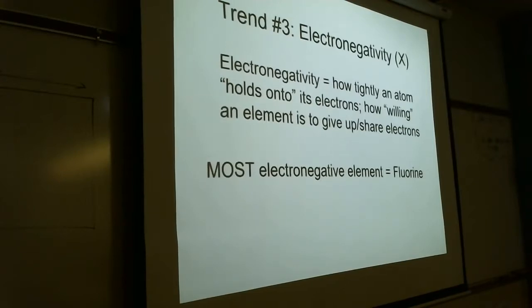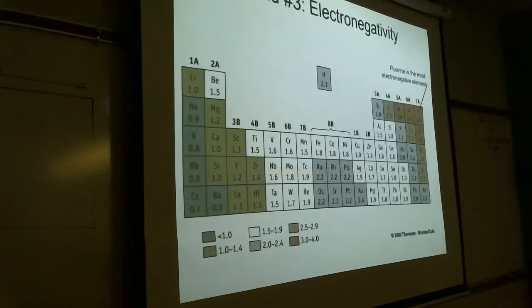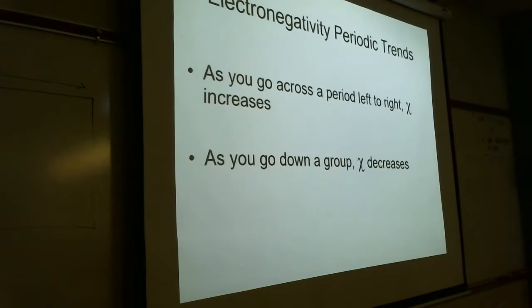Fluorine's the most electronegative element. We say electronegativity is a measure of how well you share electrons in covalent bonds. So we already know this trend. We talked about it a long time ago. Most electronegative element, right? We're increasing across a period and decreasing down a group. So we've learned this one already.